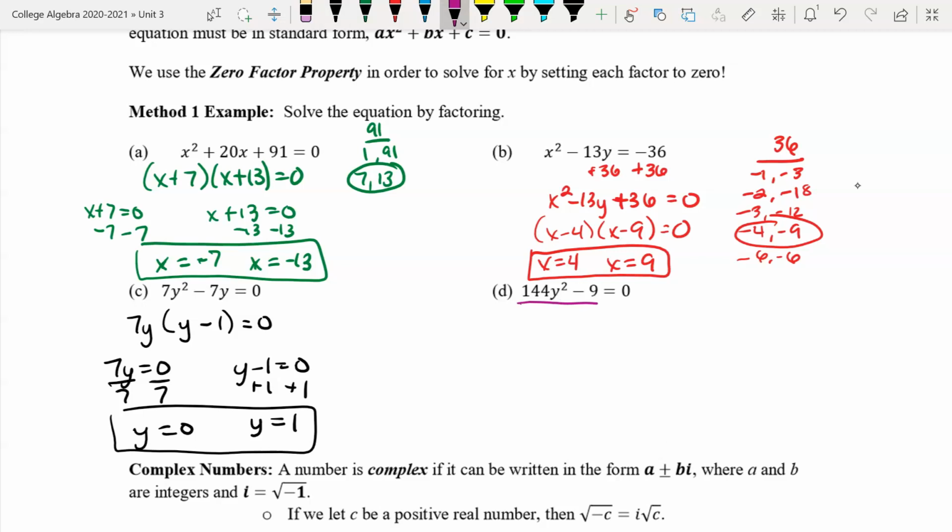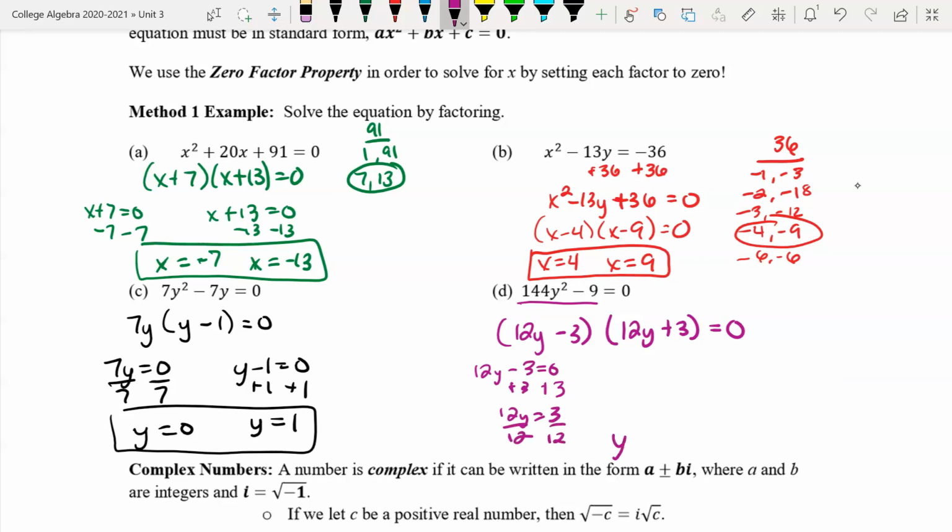All right, so sometimes you got to do the GCF instead of the traditional factoring, or sometimes you'll see a perfect square or a difference of squares. So like this one, you get 12y minus 3, 12y plus 3 equal to 0. I'm going to set them equal to 0 and solve them. So just so you know, it's going to be plus or minus 1/4, because if I solve the other one, I'm going to get negative 1/4. Okay. And that's how you do the factoring for the quadratic equations and solving.